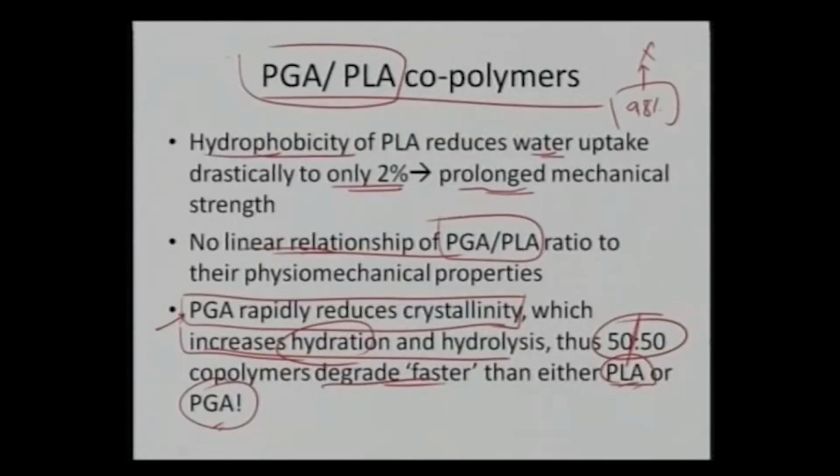So we can have a degradation of PGA which can be either 2 to 4 weeks, which can be enhanced by the addition of PLA to a much larger prolonged time, or it can even be shortened by a particular combination of PLA and PGA to a much shorter duration. So that material can degrade at a much faster rate than either PGA or PLA.